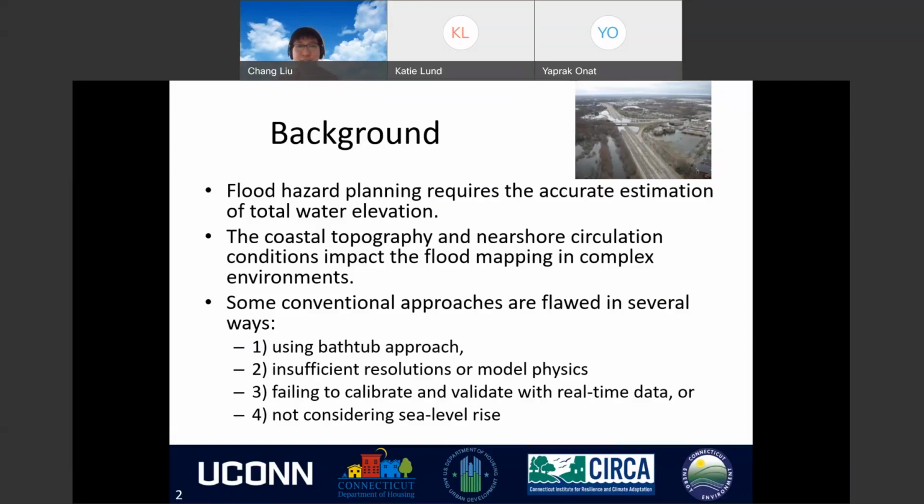Some existing approaches have shortcomings in a few ways, including using simplistic bathtub approaches, and insufficient spatial resolution in the model or lack of comprehensive model physics. Some could also fail to calibrate or validate their model with real measurement data. And some also didn't consider the impact of sea level rise on flooding.